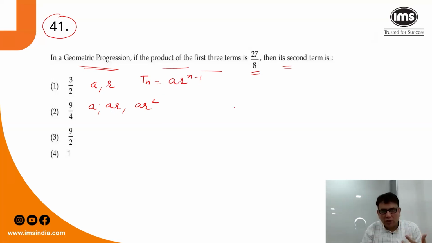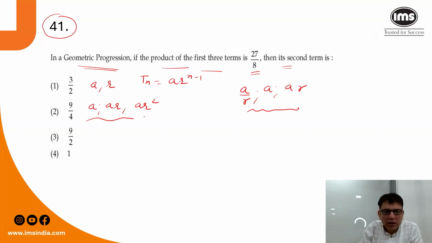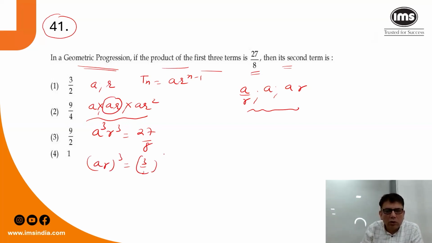Another way of supposing the terms would be, if you are supposing three terms, then A by R, the common ratio is R. Then A, you just keep on multiplying every term with R. This will be AR. Both ways you can do. The product of first three terms, you can suppose first three terms like this or this. In this case, the product will be multiplying all these three terms, which will be A cube R cube. This is 27 by 8, and the second term is AR. You have to rewrite this as AR whole cube, and this is 3 by 2 whole cube. So the second term AR will be 3 by 2.